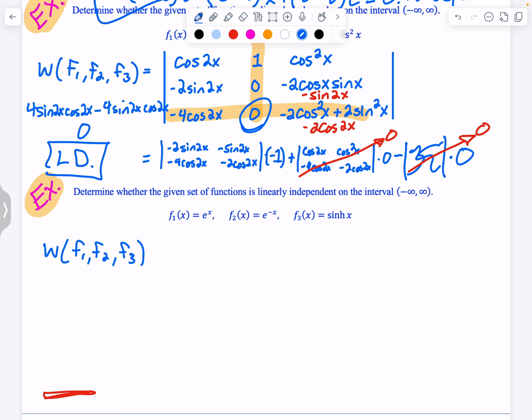Like I said, you could put the functions right there, but I like doing that because, like I said, I'm lazy. All right, so remember, we write our functions across the top: e to the x, e to the negative x, and then that is hyperbolic sine.